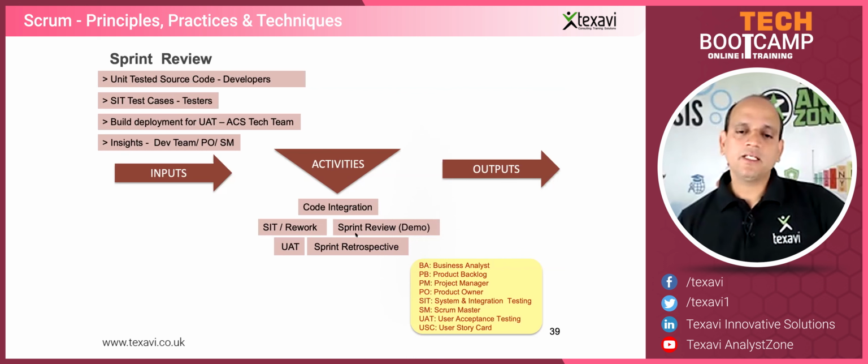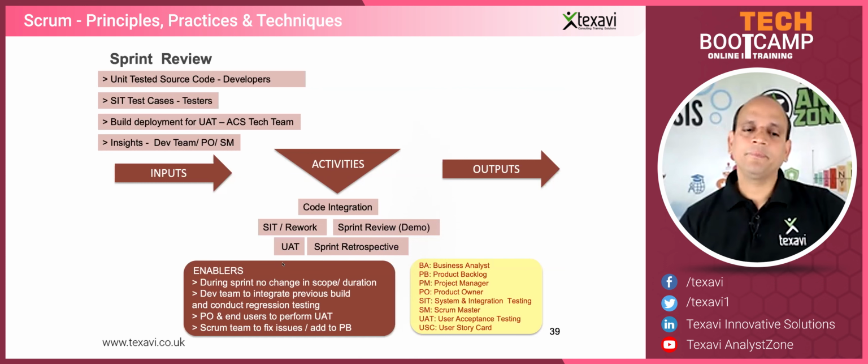And then the next item is what we call the retrospective. We'll talk about it in the next slide. So what are the enablers? Again, I don't want to stress on this, but it is very important for all of you to understand that we cannot afford to have any changes during the scope of the sprint.